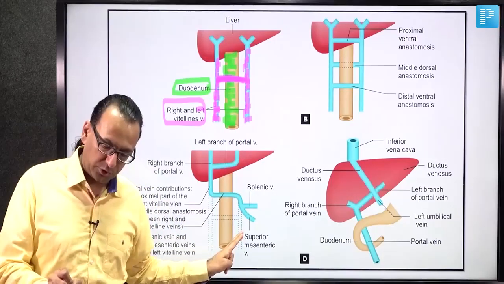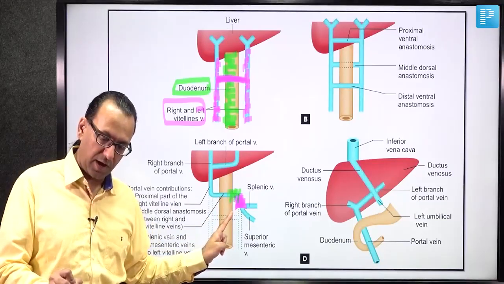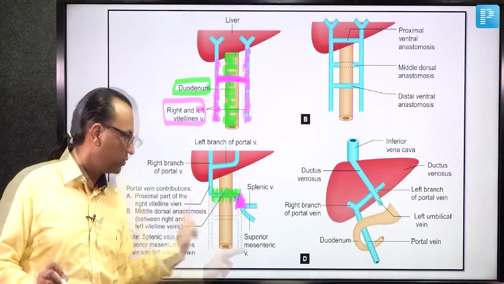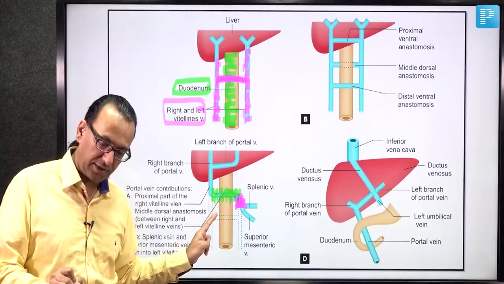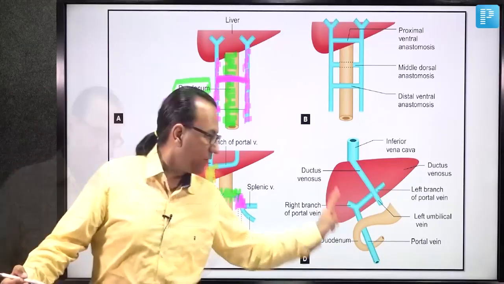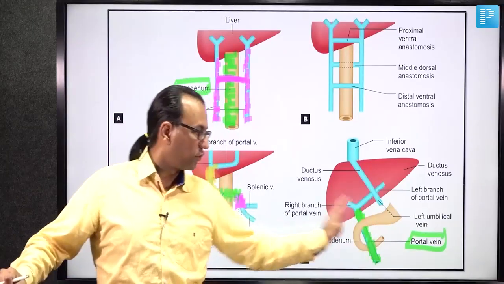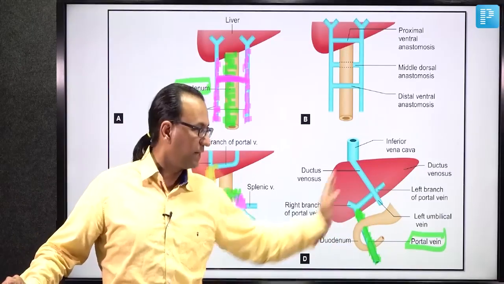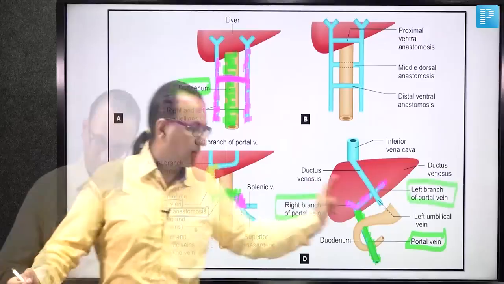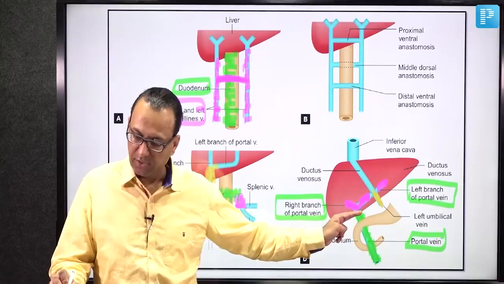So, minor contribution from the left vitelline vein and some contribution in the anastomosis between the two, but the major contributor is the right-sided vitelline vein forming the portal vein. The portal vein is passing behind the first part of the duodenum and divides into right and left branches inside the liver at porta hepatis.